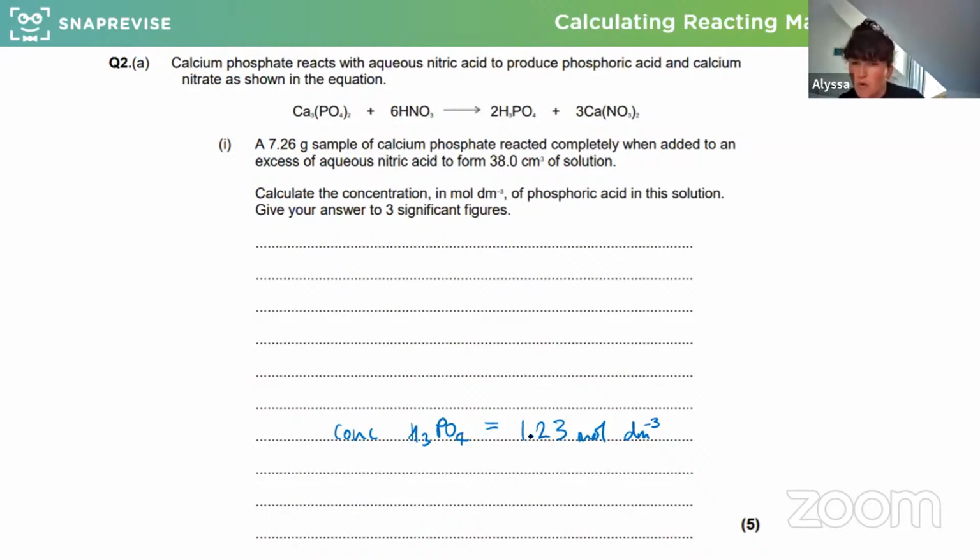Is 3 sig figs always needed? No, that's a very good question, actually. It entirely depends what's given in your exam question. So here they've been really nice and they've asked you specifically to give it in 3 significant figures. However, they may not always.